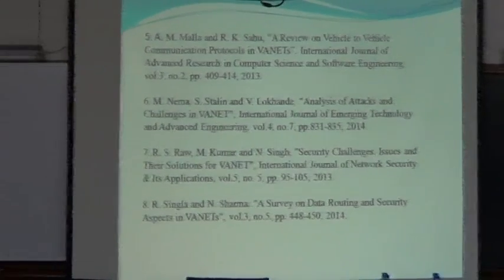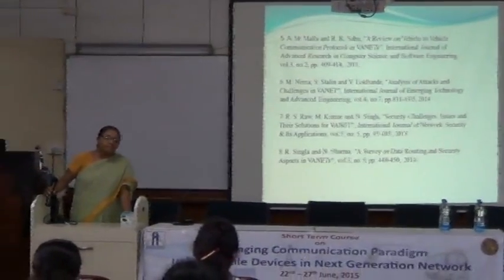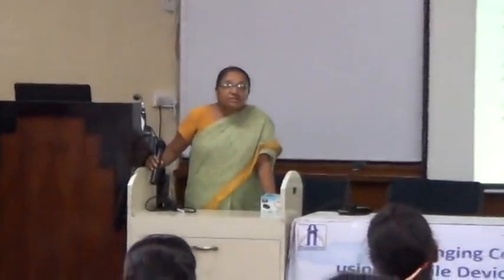Madam, in general, what is the coverage area for a single base station of a vehicular network? It depends upon the protocol that is used. If we use DSRC, dedicated short range communication, then the coverage area per base station is 300 meters to 1000 meters.